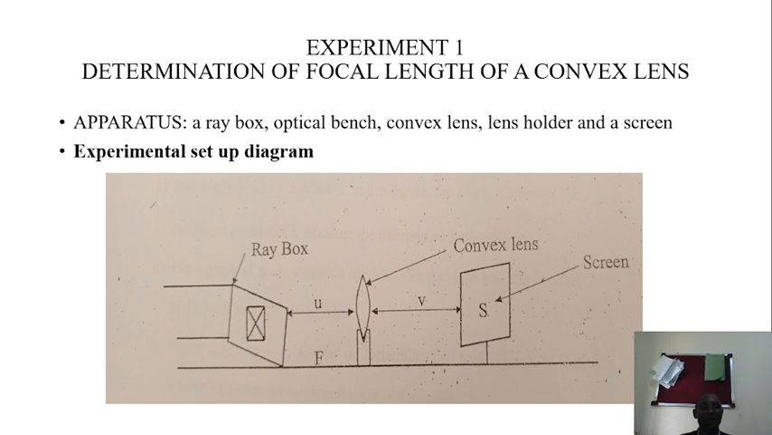The apparatus you require for this work are a ray box, an optical bench, a convex lens, something like this, the lens holder, and the screen. The setup is as shown in the diagram on the slide. This is your ray box, this is your convex lens on the lens holder, and of course the capital S there is the screen showing the image that is displayed from the object distance there.